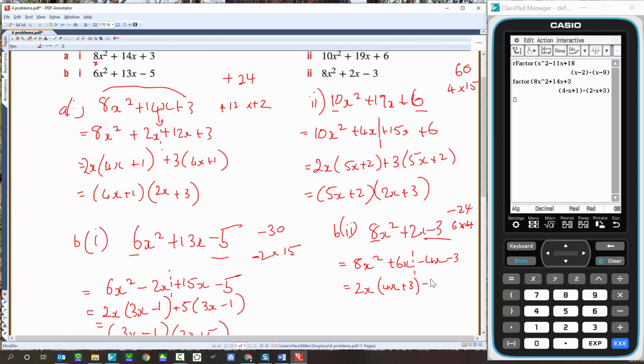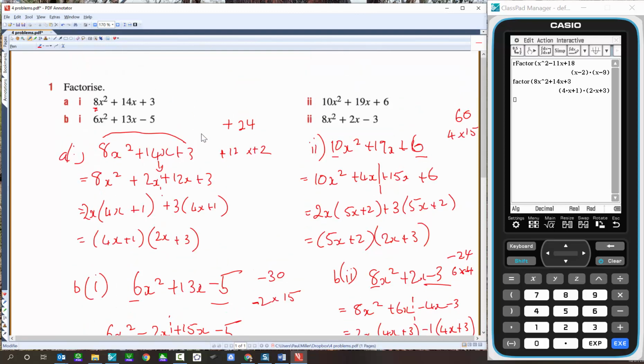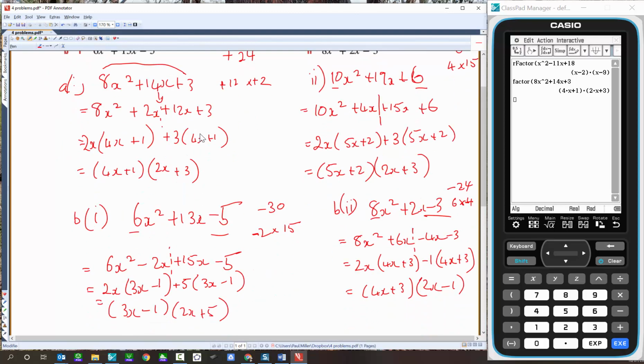Okay, over here, there's no common factor here, so I'll take negative 1 out as a common factor and rewrite this as 4x plus 3. Okay, that comes out as a factor. That multiplied by what gives me this, answer has to be 2x. That multiplied by what gives me this, answer has to be negative 1. Right, so there's those 4 problems. Hopefully you found that helpful and that it's helped you get moving on the non-monic trinomial factorizing.